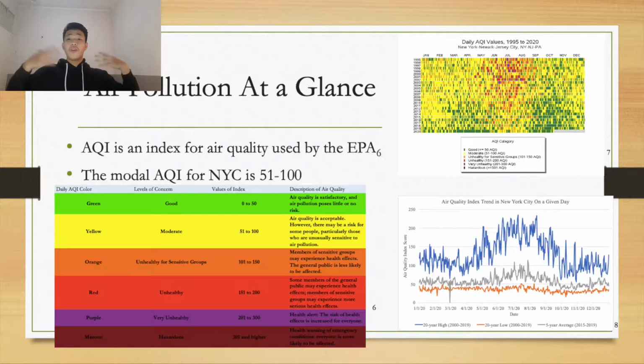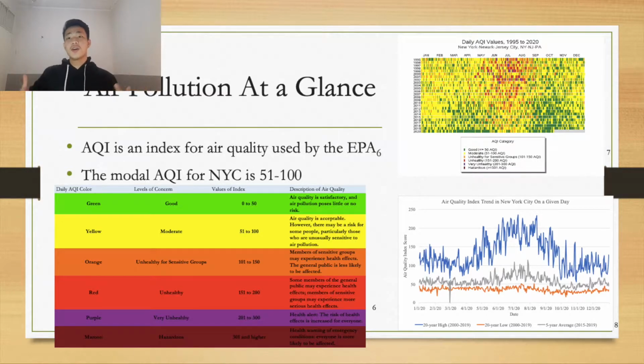Air pollution is measured by the Air Quality Index, or AQI as it's shortened. It's an index used by the EPA, the Environmental Protection Agency, to have a quick understanding of how the air quality is in a certain area or region. On the top right of the slide, we can see a multi-year tile plot. And each line of the graph represents one day.